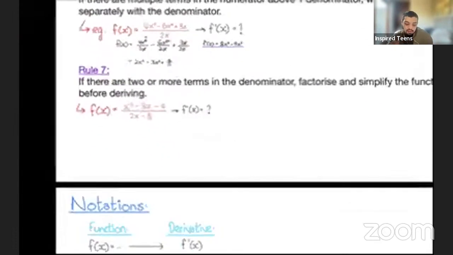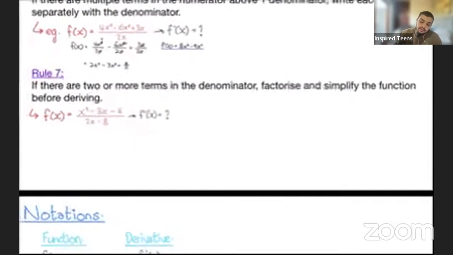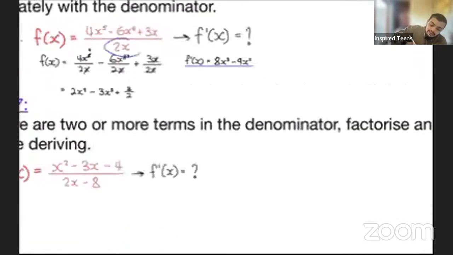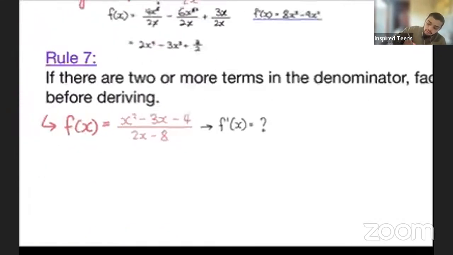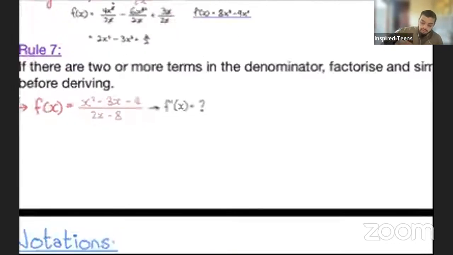So these are just extra rules that will help you. They're not exactly differentiation, but they are extra rules. Let's look at the last one. If there are 2 or more terms in the denominator, factorize, then simplify before deriving. This one is important. In the previous one, there was a single term in the denominator. Now we're talking about two or more terms in the denominator: factorize and then simplify before deriving.